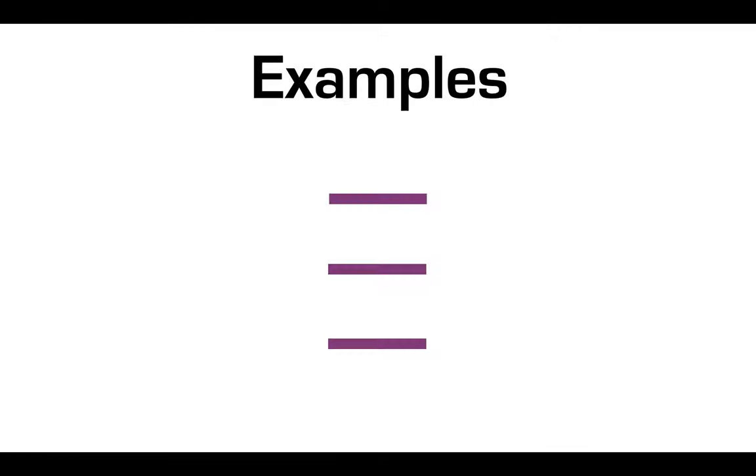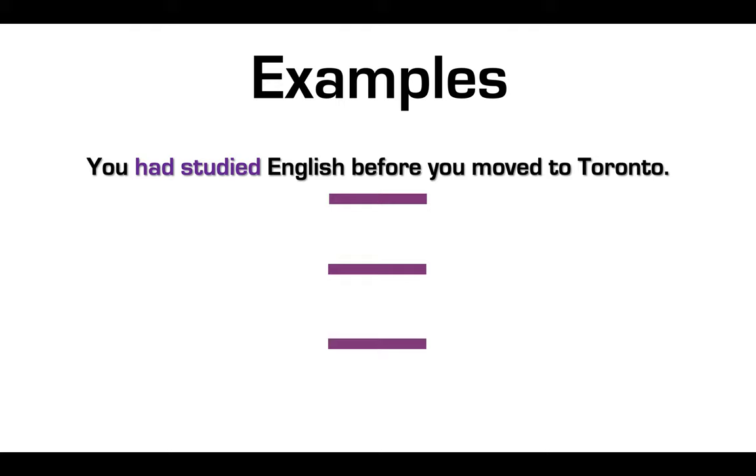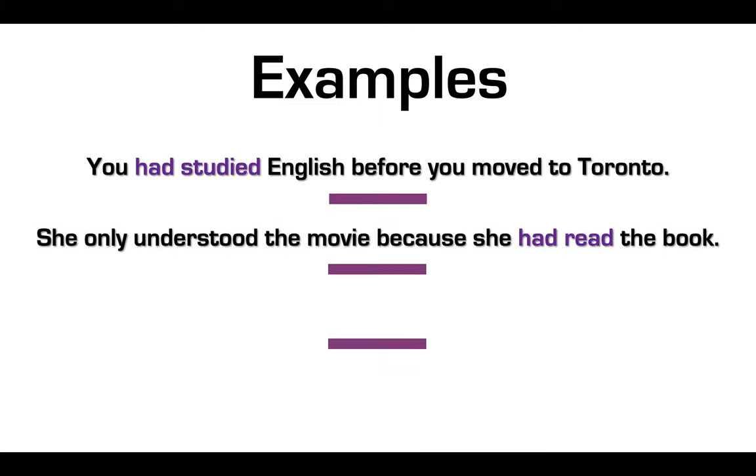Let's look at some examples. You had studied English before you moved to Toronto. So which one is past perfect simple? Had studied. Okay. Past simple: moved. She only understood the movie because she had read the book. Past perfect simple: had read. Very good. Past simple: understood. Very good.